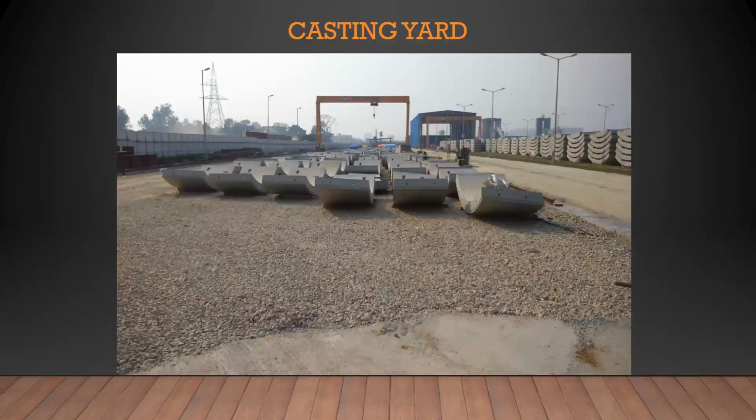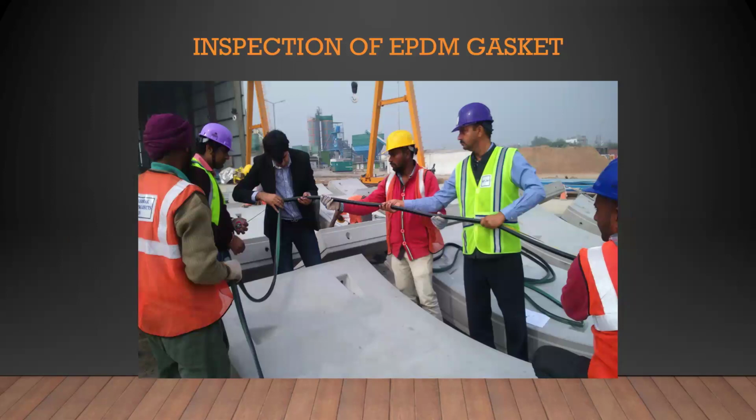This is the setup of the casting yard. Inspection of the EPDM gasket. EPDM means ethylene propylene diene monomer gasket. The gasket will be fixed on the radial as well as circumferential joints to avoid the ingress of water when the tunnel construction is done. Here in EPDM, there are two kinds of tests that need to be conducted: one is the water tightness test, another is the elongation test.